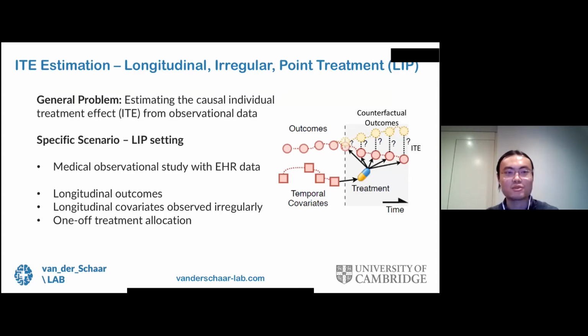The specific scenario we consider is the so-called LEAP setting, which stands for longitudinal, irregular, and point treatment. As illustrated in this figure, the outcomes of interest are observed over time, before and after the treatment. There is also a set of covariates that are observed over time, and these covariates may influence the treatment allocation as well as the outcome. Finally, we consider a treatment which is allocated at some fixed time point and stays fixed during the study.